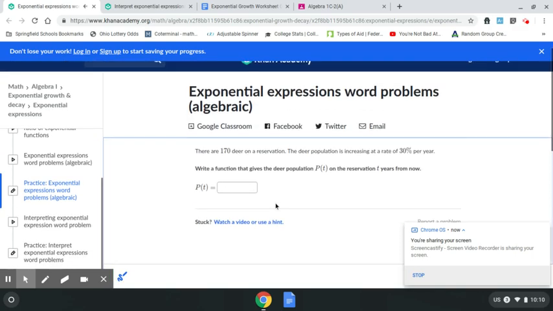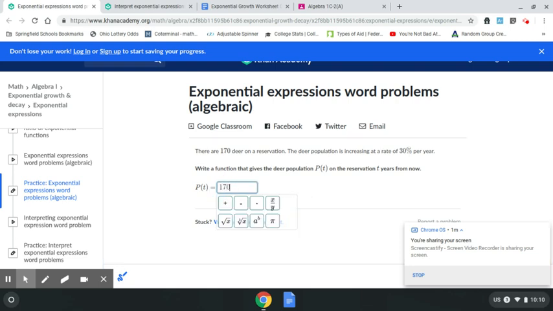All right, next one. There are 170 deer on a reservation. The deer population is increasing at a rate of 30% per year. Write a function that gives the deer population p of t on the reservation t years from now. This one is an example of our percent growth. So if it's increasing by a rate of 30% per year, we need to take 100% plus 30%, which is 130%. If we write that as a decimal, it is 1.3.